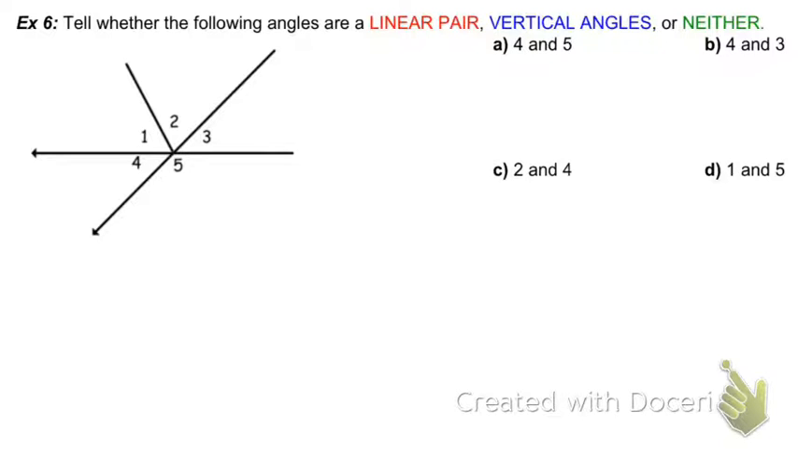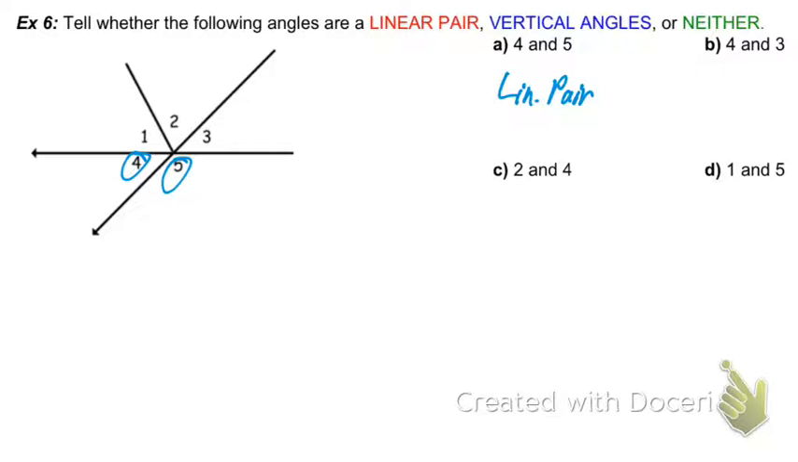Now, for letter A, for angles 4 and 5, I would say that these are a linear pair, and I want you to try these on your own. I'm going to shorten linear pair to lin pair. But I want you to try these on your own before I go through and do all of them for you. So if you need to, pause the video and do them real quick.